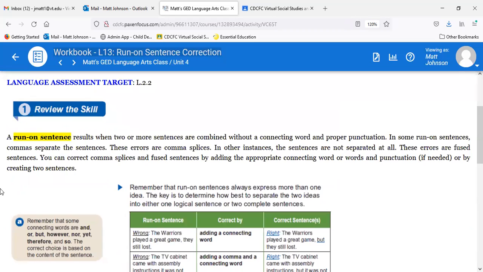You can correct comma splices and fused sentences by adding the appropriate connecting word or words and punctuation needed, or by creating two sentences. And again, this happens when we have two complete sentences. If you have a subordinate clause or subordinate phrase, you don't need a connecting word. So if I say, although it is sunny out, comma, it's still very cold, right? That is a subordinate clause, although it is sunny out, right? That doesn't stand alone as a complete sentence. So in that case, we just use a comma, okay?